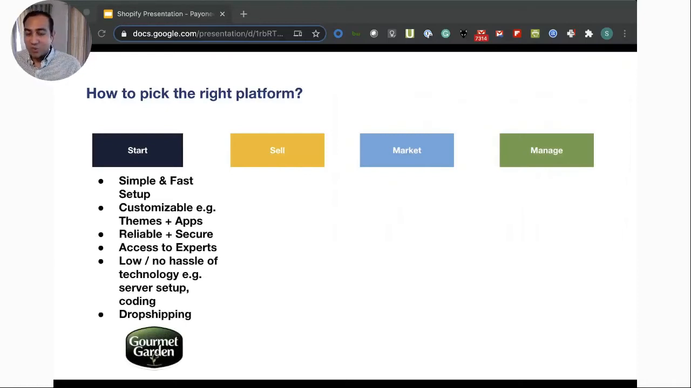So start, right? What do you really want? You're not a technocrat, so you want something that's simple and fast. It should be customizable. It should be reliable and secure. That's very important in today's world. And if required, you should be able to get access to partners who can help you customize and build around what you have created, and really take your website and experience to the next level. Like I said, you're not a technocrat, so you don't want to be stuck doing server setup, coding, etc. And that's the power of Shopify. You really don't need to do that.